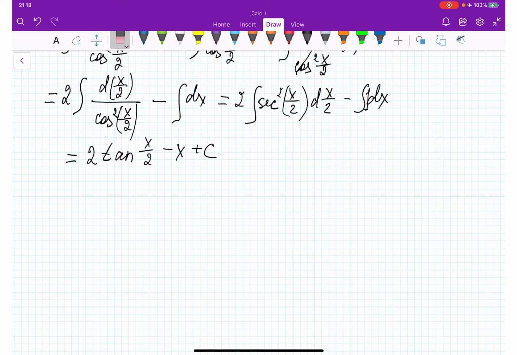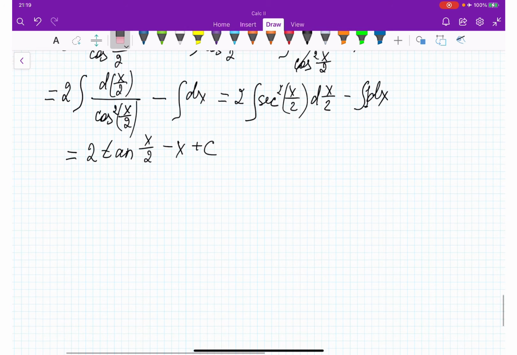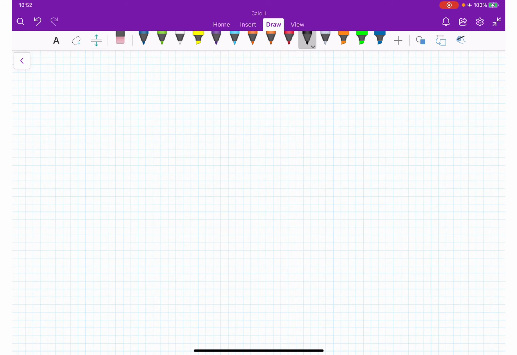Okay, now I'm going to solve an advanced problem that's going to involve substitution several times, and all these tricks that we learned here can be used there. Okay, all right, let's go. We have the integral of the square root of 4 minus x squared dx.